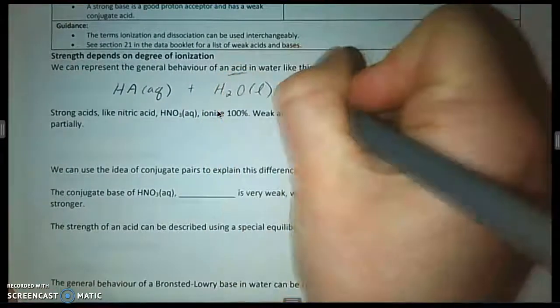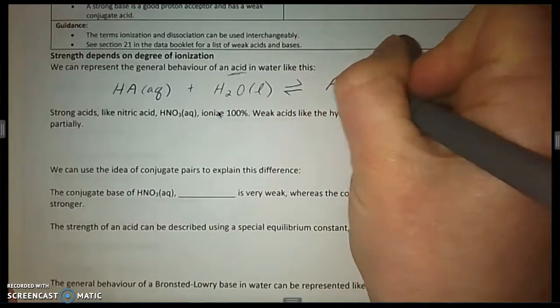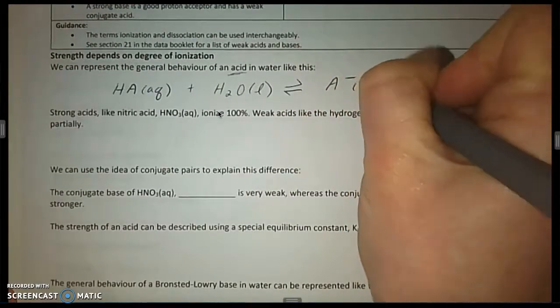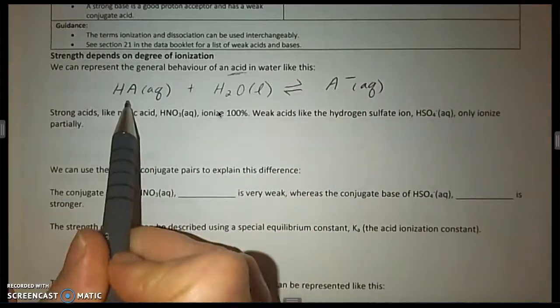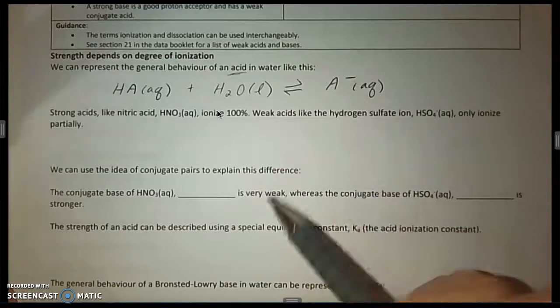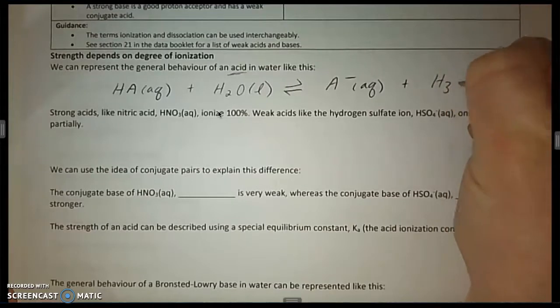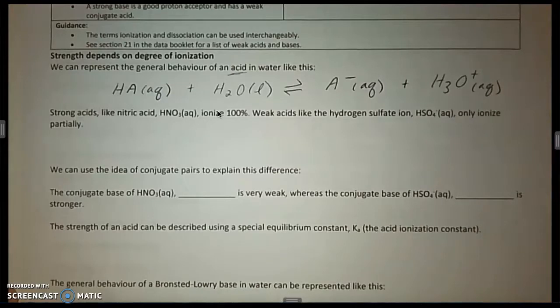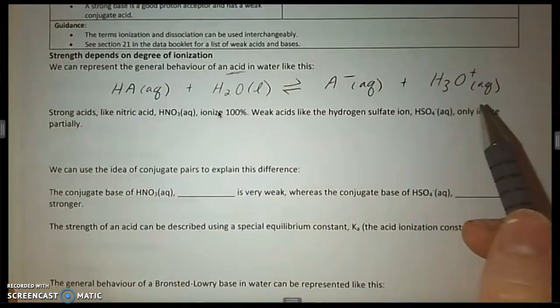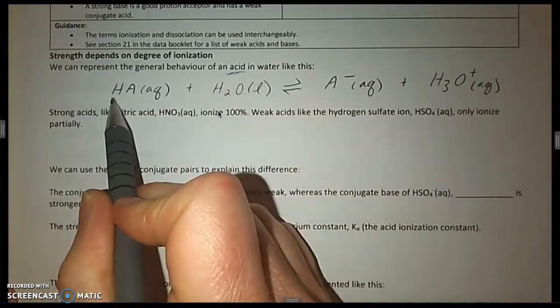And we know that acids interact with water to make their conjugate base. So notice this right here would be the conjugate base of acid HA because I've removed the hydrogen ion, so now it's A-. And then I've also got the hydronium ion being formed right there. Okay, so this is a general representation of the ionization of an acid.